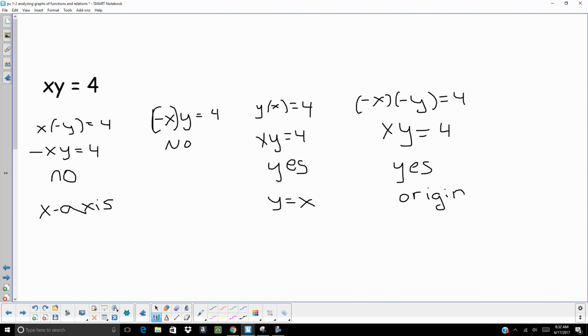All right, when I do this, on the first one, I take out the y, put in negative y. So that's a no on the x-axis. To test for the y-axis, I take out the x, put in a negative x. Again, that's going to be a no. For the line y equals x, you switch your x and your y around. And when you simplify it, yeah, you end up with what you started with. So that's a yes. And about the origin, you put in negative x for x, you put in negative y for y. The negatives kind of cancel each other out because a negative times a negative is a positive. So there is symmetry about the origin.